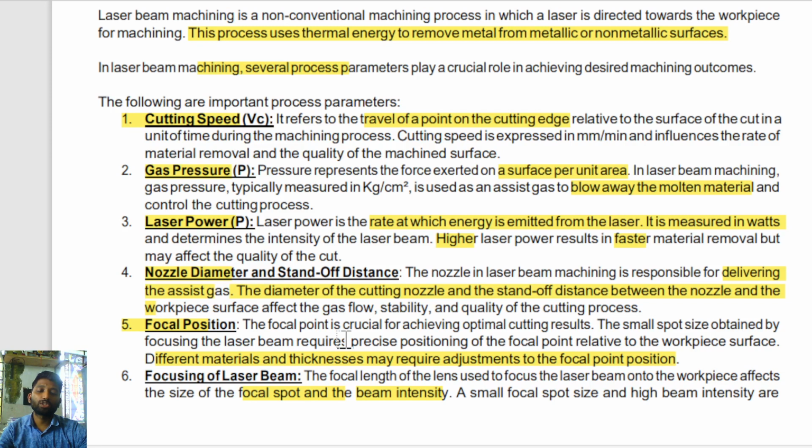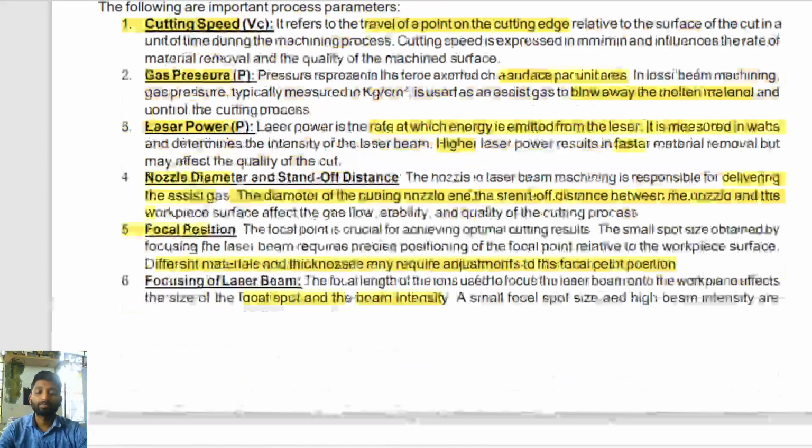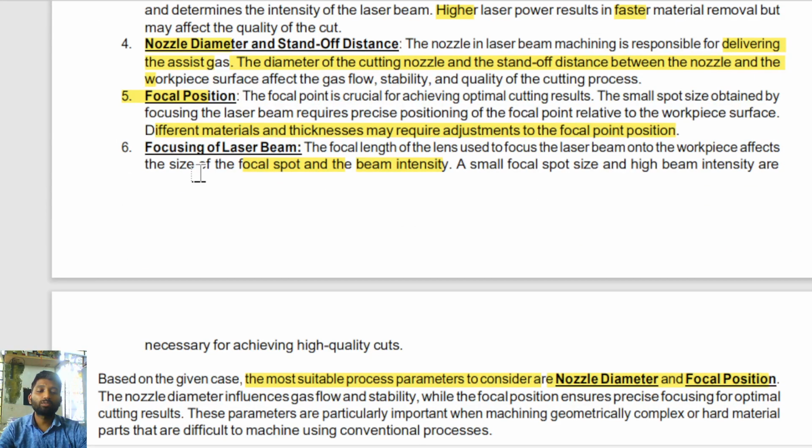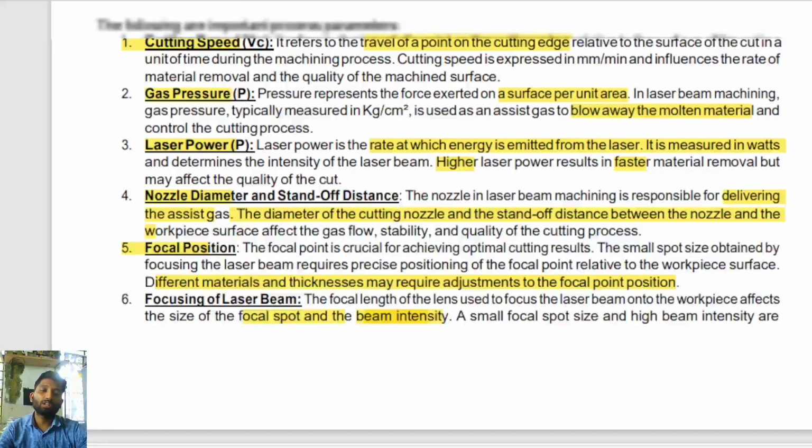Then focal position: for different materials and thicknesses we have to set the focal position, and we need to adjust that. Next is the focusing of the laser beam, focal spot and the beam intensity depend on it. Mostly the stable parameters are the nozzle diameter and the focal position, and the process depends on these. So this is about the parameters of this process.